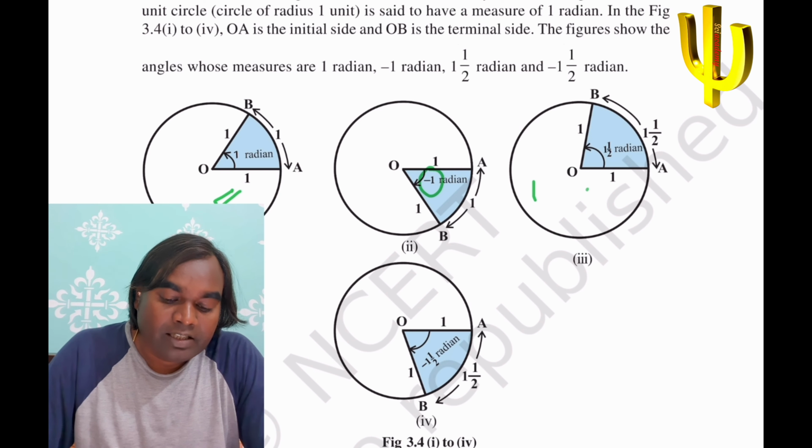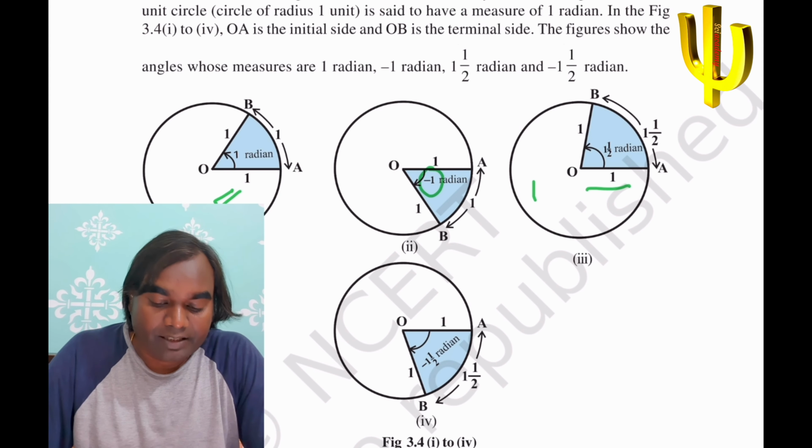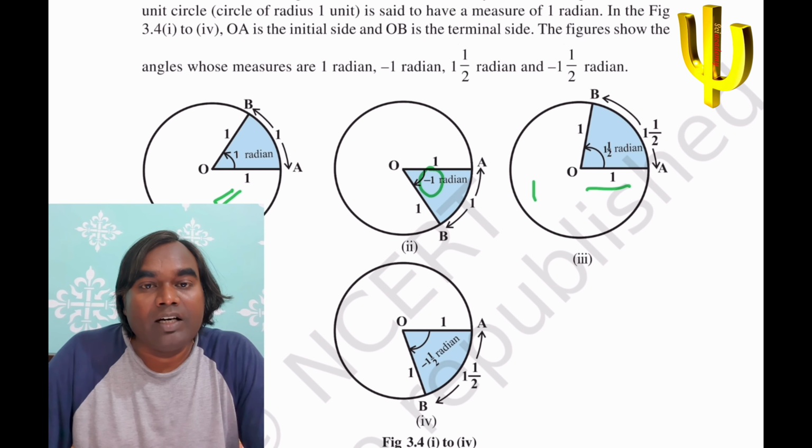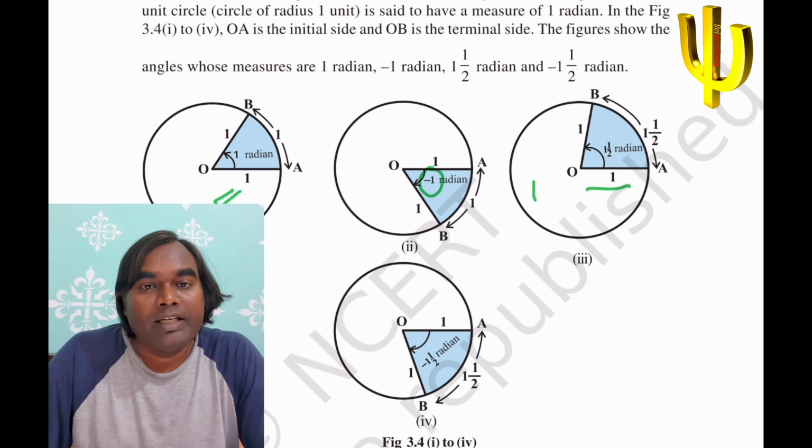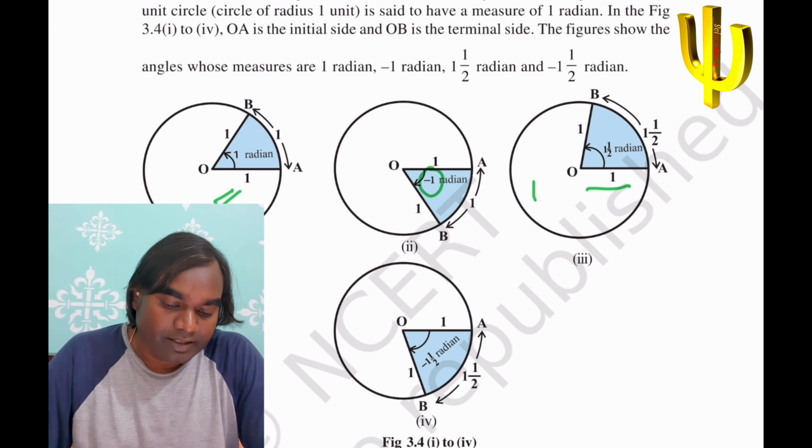Here you can see that 1.5 radian. When we take the arc equal to 1.5 unit, then the angle formed at the center is equal to 1.5 radian.